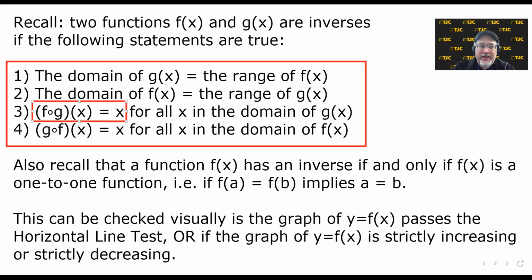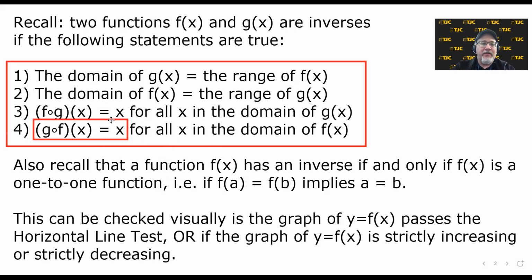In other words, f of g of x equals x, meaning that when you put a number into g and then the output goes into f, the output of that has to match what you started with. But your x has to first go into the g function, which is why this is true for all x in the domain of g of x. And fourthly, g of f of x equals x for all x in the domain of f of x.